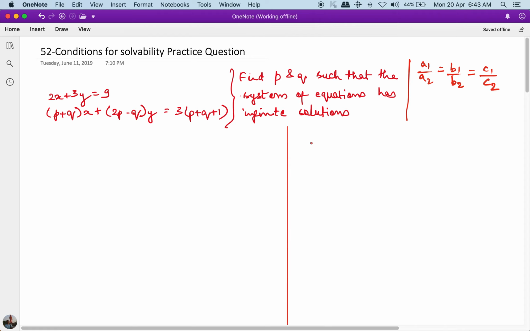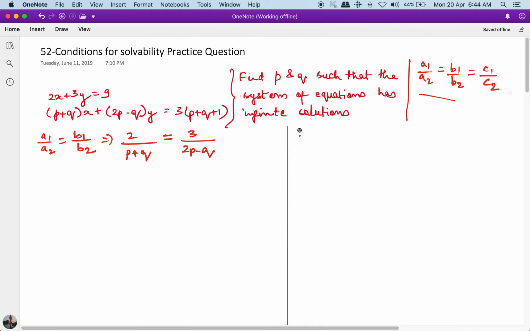So first I'll solve this part of the equality, which is a1 upon a2 is equal to b1 upon b2. This implies that 2 upon p plus q should be equal to 3 upon 2p minus q.